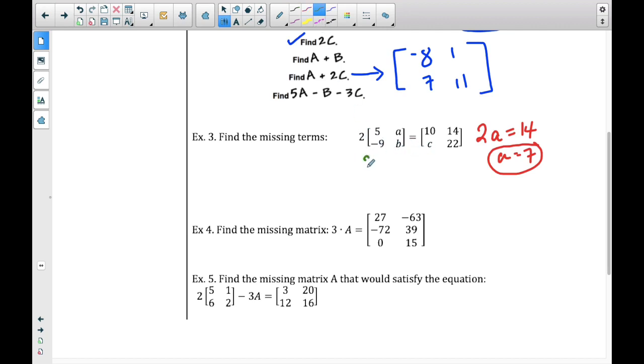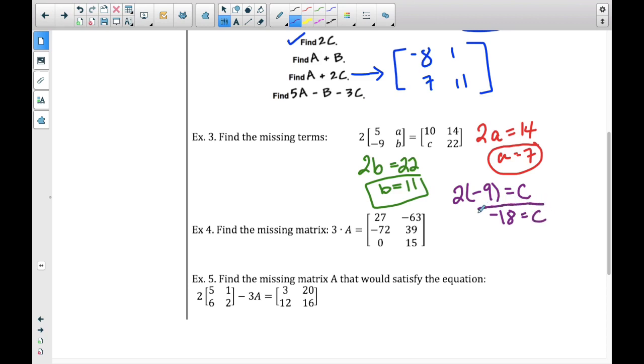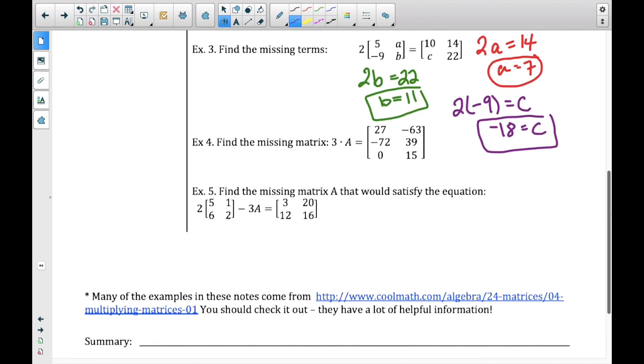Let's look at b. It should be 2 times b is 22, and so we can see that b is 11. And then if we look at c, well, it should be 2 times negative 9 is equal to c. So c must be negative 18. So again, being able to look at the different pieces of the matrix is a skill that is tested on the ACT. So I want to make sure that we did some that have some variables in it.